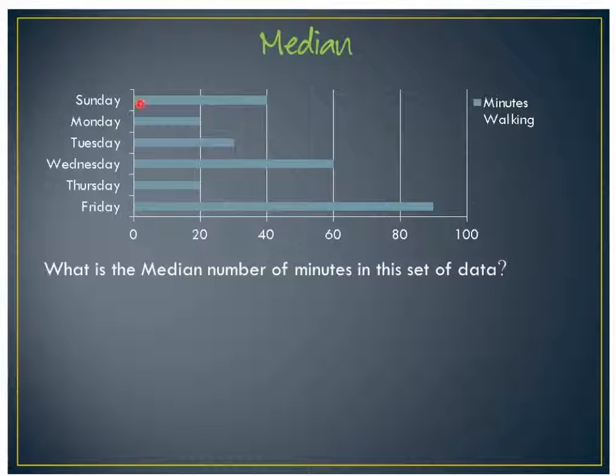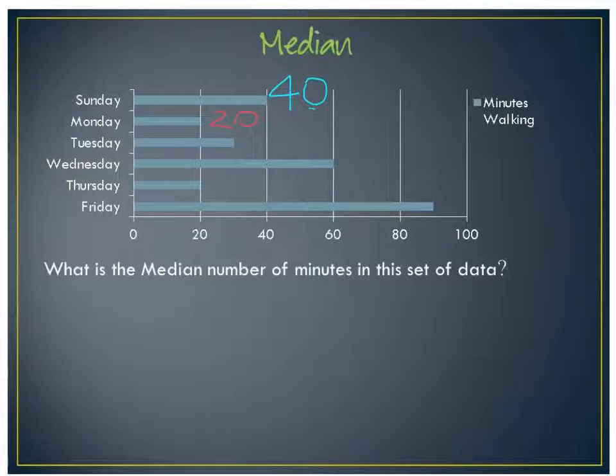If I look at Sunday, I can see that there were 40 minutes spent walking on that day. So I'm going to label that 40. If we look at Monday, we can see that Monday there were 20 minutes. I'm going to alternate colors so it's easier for us to differentiate between each one. On Tuesday, it lies right between 20 and 40. Now, if I can see that 30 is right in the middle, then I'm good.